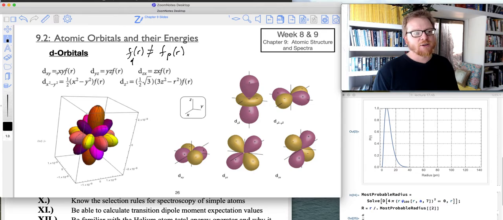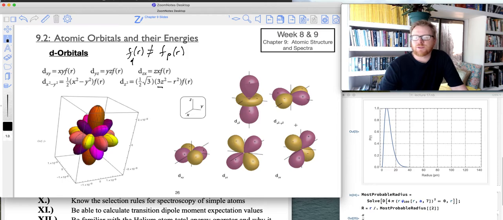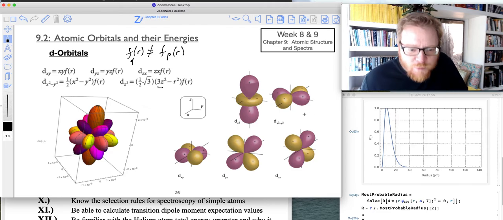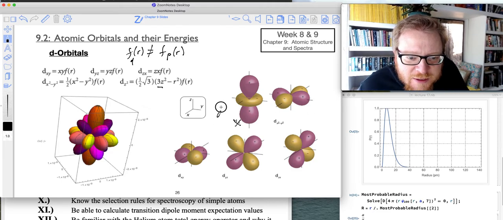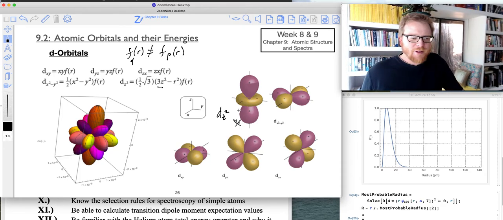The dxy is literally x times y times this function in r. Or, for example, the dx squared minus y squared is not quite identical to that, but it's close. It's 1/2 times the quantity x squared minus y squared times f of r. And the dz squared is a little funky, right? It's not like a pure z squared times f of r, but all the same, it still has that z squared, okay? So here's the picture of all those d orbitals that you all know and love from your Gen Chem days, okay? Oh, this one I just noticed says dx squared, but that is dz squared. That's a mistake in the textbook, haha.